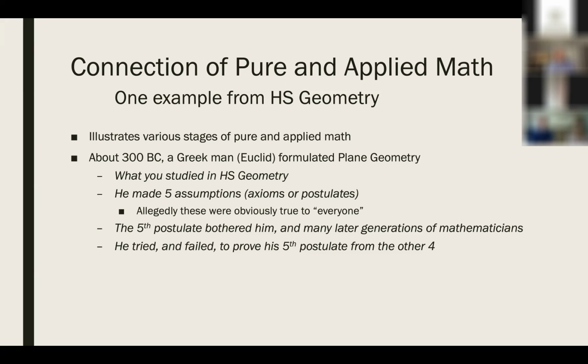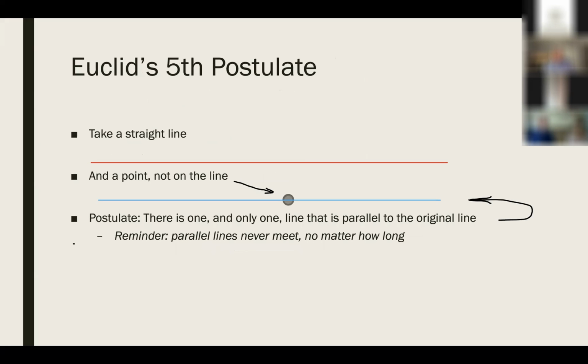Four of these assumptions were pretty non-controversial, but the fifth one he needed to make in order to get anywhere, and it bothered him. It bothered many later generations of mathematicians too. So he tried to prove the fifth postulate from the other four, and he failed. And so did many others.